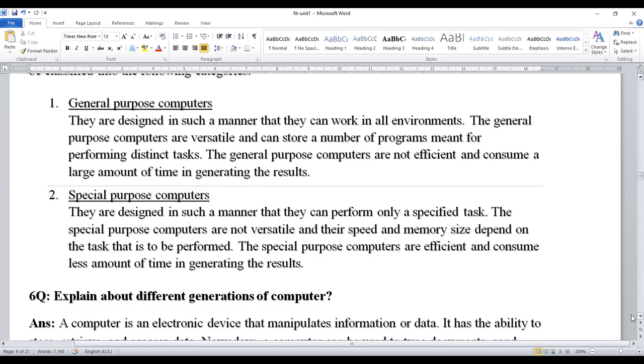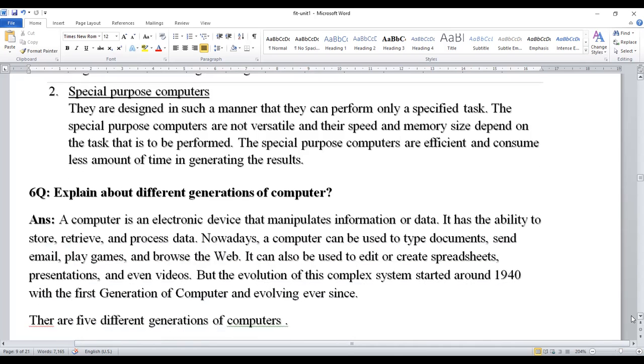The special purpose computers are efficient and consume less time in generating the results. Okay, so these are the different types of computers we are having: general purpose computers and special purpose computers.